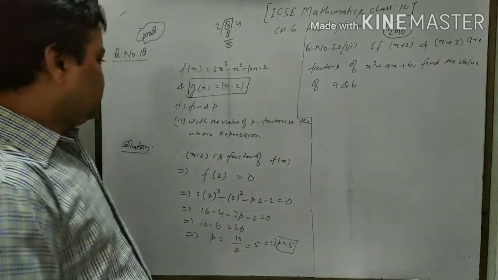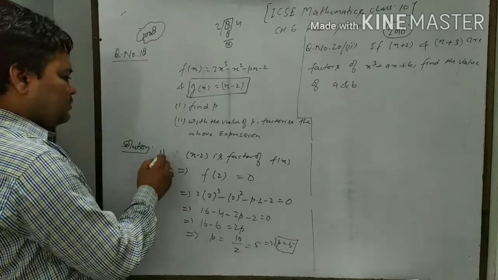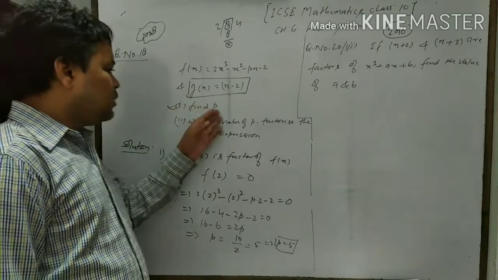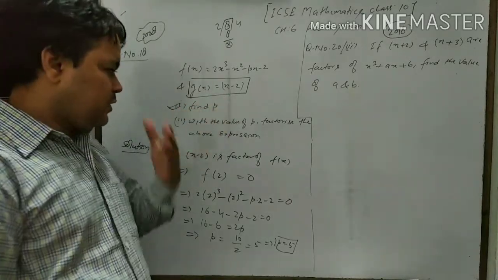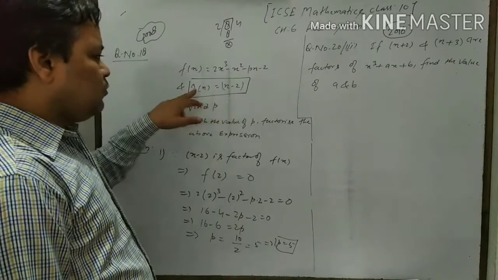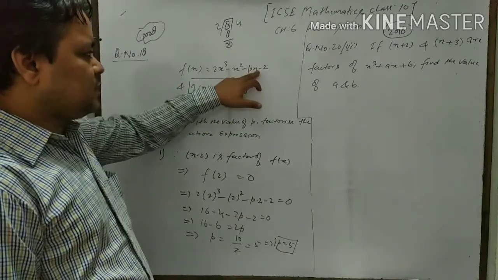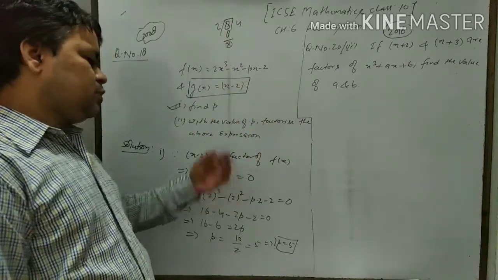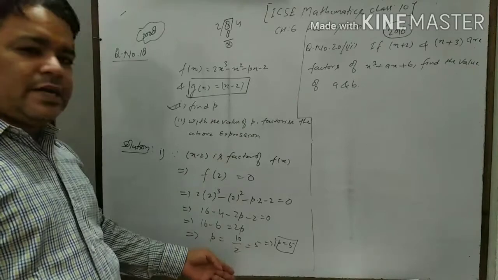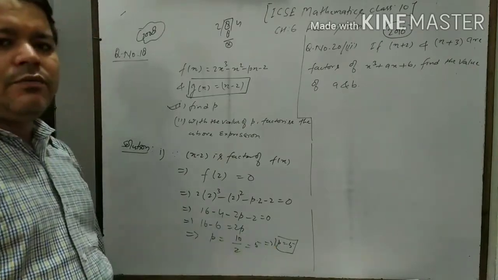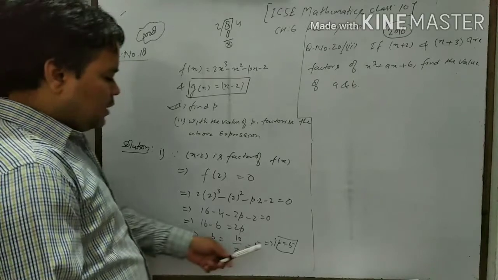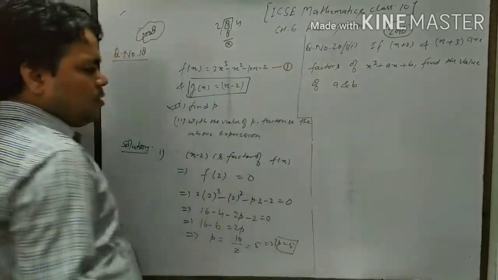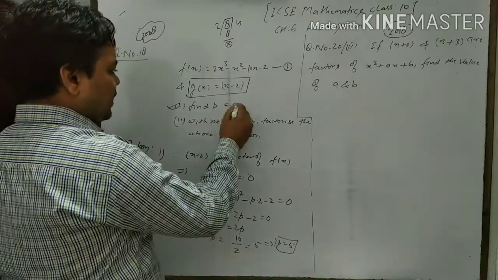Okay, in this way we find the solution of the first part of question number 18, that is to find the value of p. What we do: since x minus 2, which is in the form of gx, is a factor of fx, the remainder will be 0. It means f of 2 is equal to 0, and doing it this way we find the value of p is equal to 5. After that put the value of p equal to 5 in the given expression.